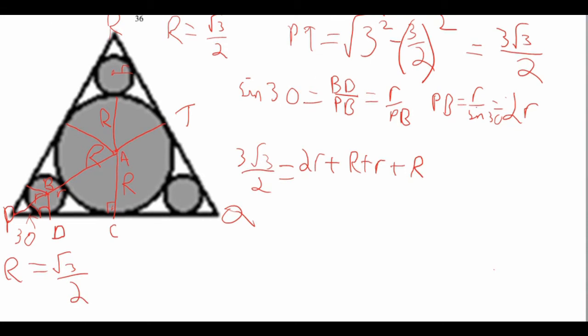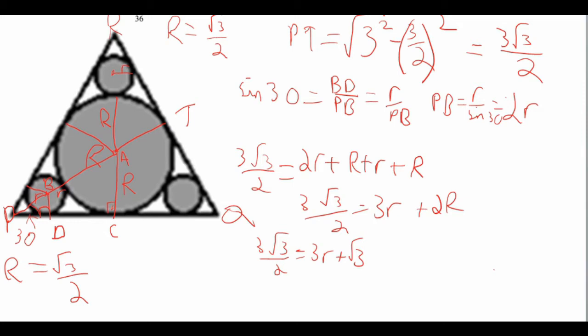So what we then get is that 3 root 3 over 2 is equal to 3 little r plus 2 big R. And so we know that big R is equal to root 3 over 2. So 2 big R is equal to root 3. So we'll get that 3 root 3 over 2 is equal to 3 little r plus root 3.